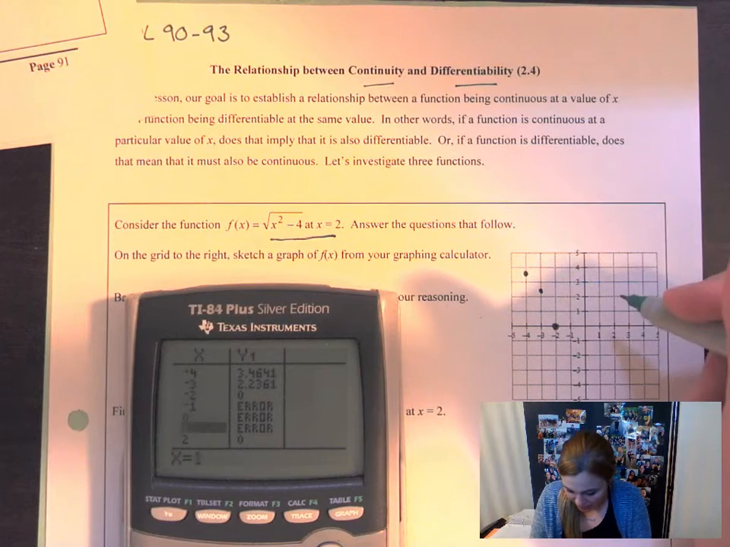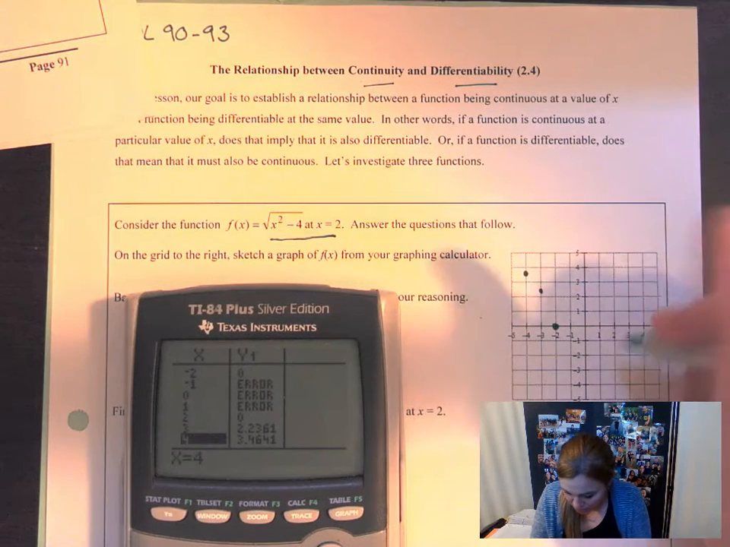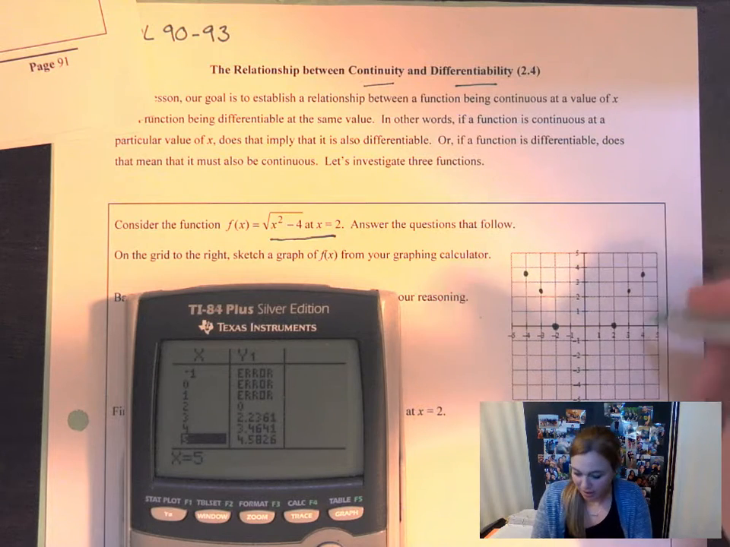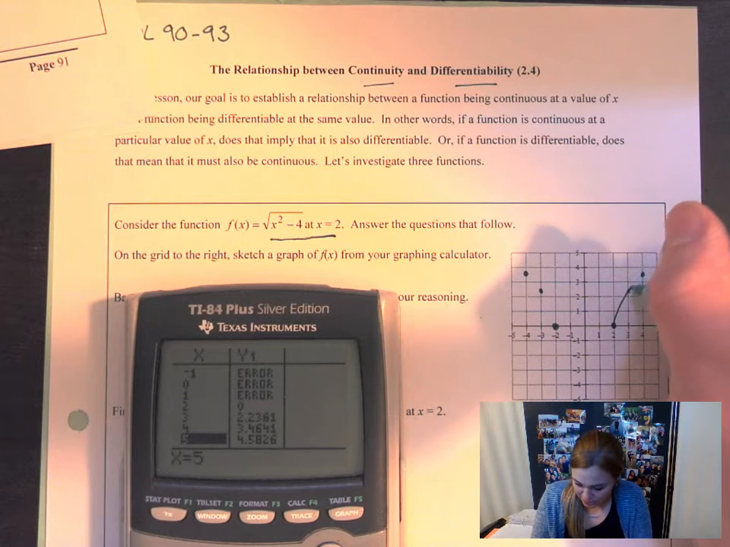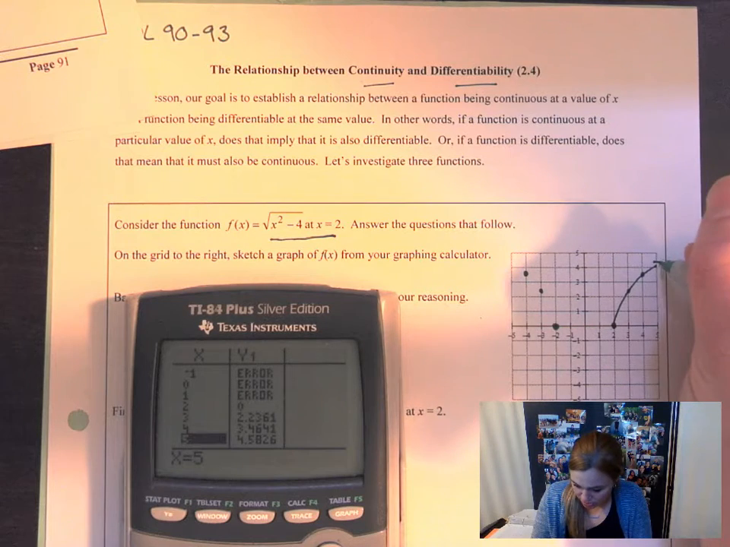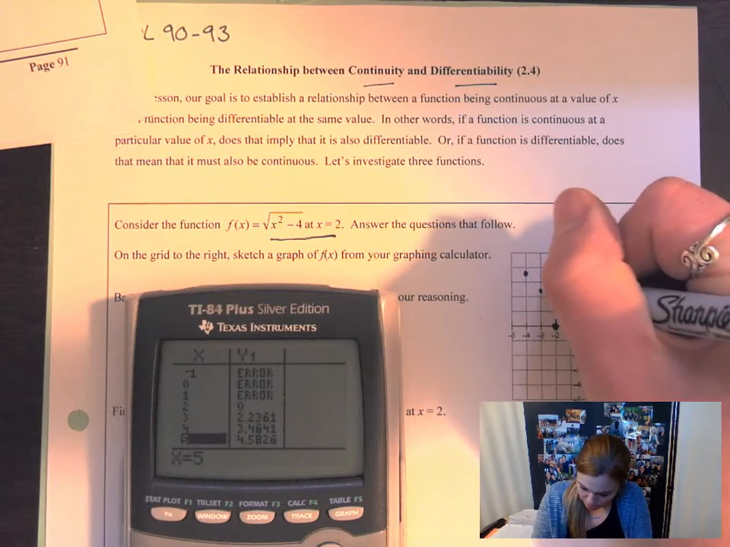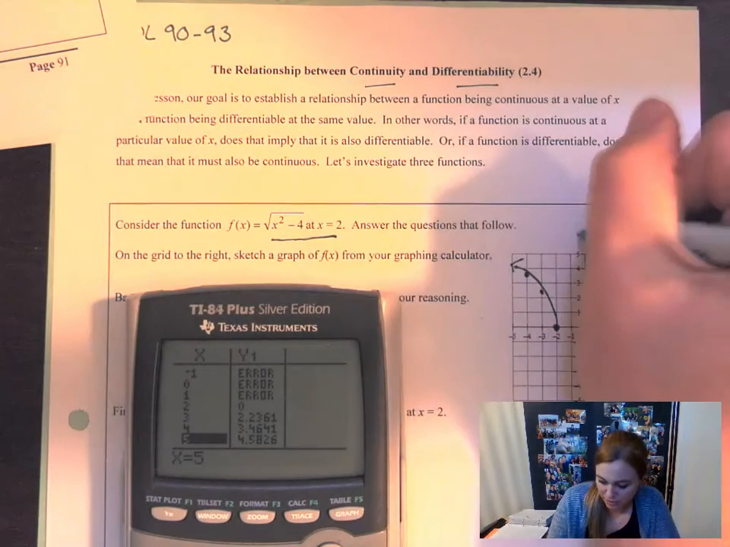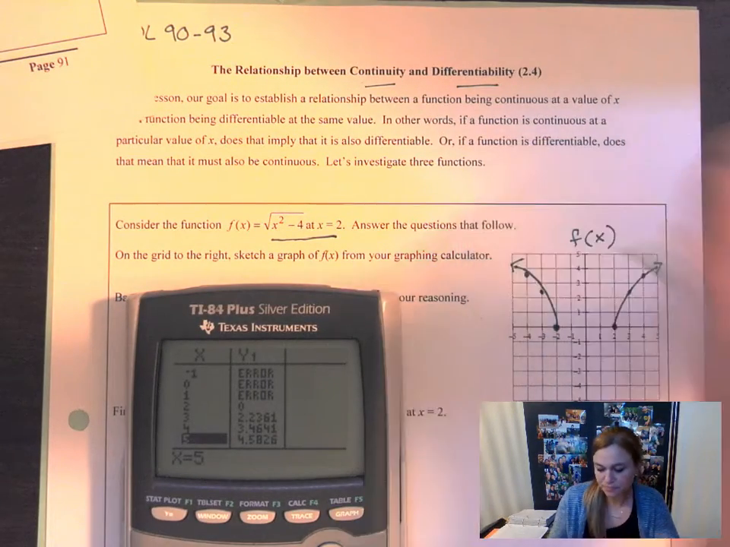On the other side, I've got 2, 0 is right here. 4, 3.4, it's way up here. 3 was 2.3, so I'll go there. I like this. So this particular function, and I'm going to label this f of x, looks like this.